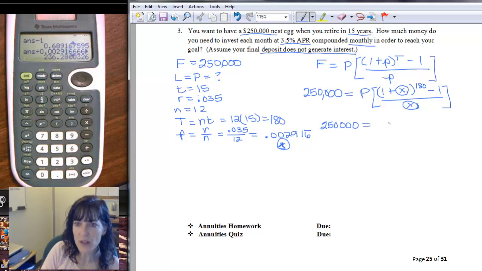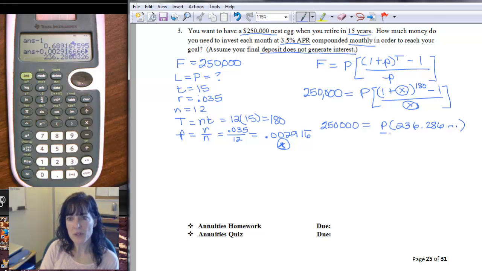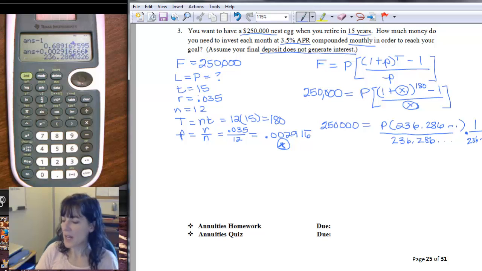250,000 equals P times 236.286, and it goes on. Now what I want to do is just divide or multiply both sides by the reciprocal. So I can either divide by 236.286 and so on, or I can multiply both sides by 1 over the 236 point... And so I'm going to show you both ways, I guess.